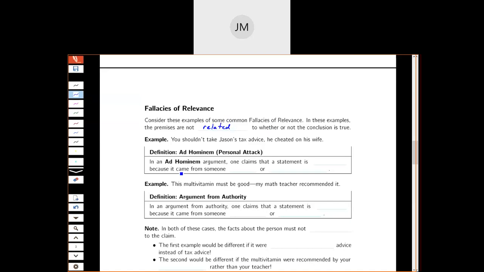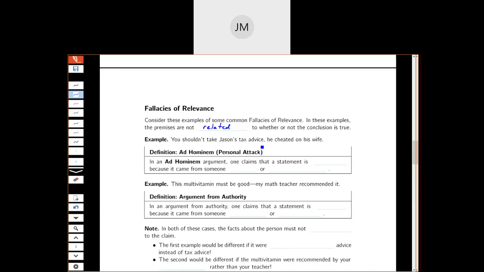So here's an example. You shouldn't take Jason's tax advice. He cheated on his wife. It may be true that he cheated on his wife, right? That's a premise. And the conclusion is that you should not take his tax advice. But that premise isn't related really to his tax advice. His fidelity in his marriage isn't really going to be a good indicator of his knowledge of tax law and whether or not he can understand the system and fill out the forms or what have you.